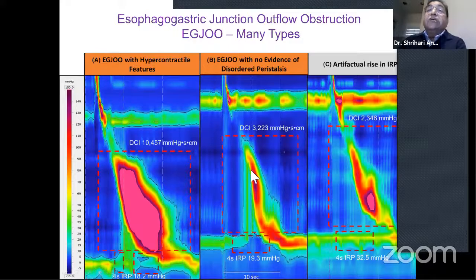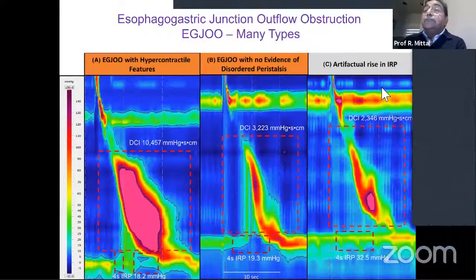This one has hypercontractile features, but no evidence of disordered peristalsis. And this one you have to be aware of: sometimes you can get artifacts in these recordings. That's why you have to do your recordings in different positions, to confirm whether it is real or there is some issue with the recording.